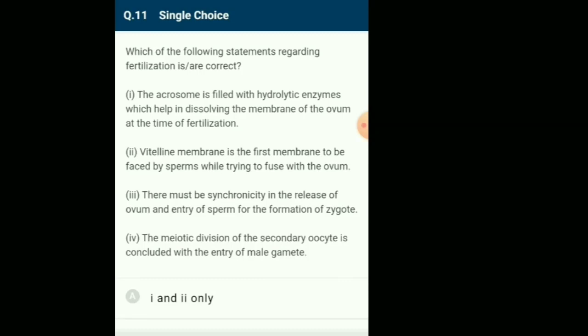The outer membrane of the ovum is called the zona pellucida. Egg can only survive for up to 24 hours after it is released, while sperm can survive in the female reproductive tract for about 3 to 5 days. Mating a sperm with ovum in this duration can increase the chances of fertilization.